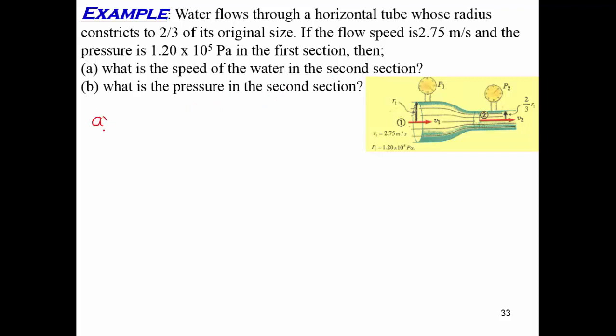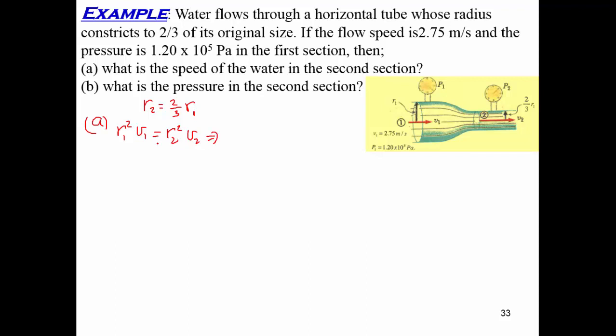We apply the continuity equation, but notice here that R2 is given to be 2/3 R1. So now when we apply the continuity equation, we can use the radius in that case: R1 squared times V1, where R1 is the radius of the pipe in the first section, times the speed of the fluid in the first section, equals R2 squared times V2, where R2 is the radius of the pipe in the second section, times the speed of the fluid, which is water, in the second section.